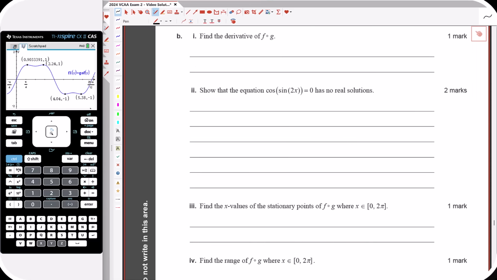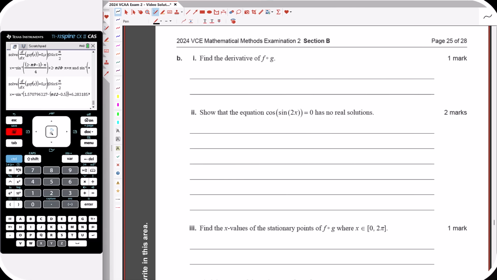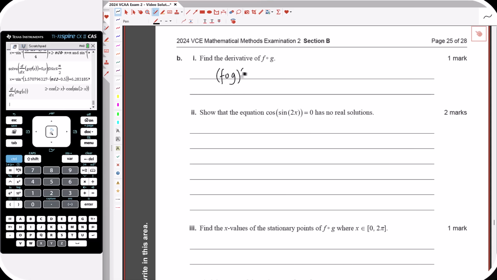Okay, find the derivative of f of g. Okay, so shift minus, with respect to x of f of g of x. So it is f of g derivative of x with respect to x, sorry. And it's 2 cos 2x times cos sine 2x, which is just a simple chain if you think about it, doing it by hand.